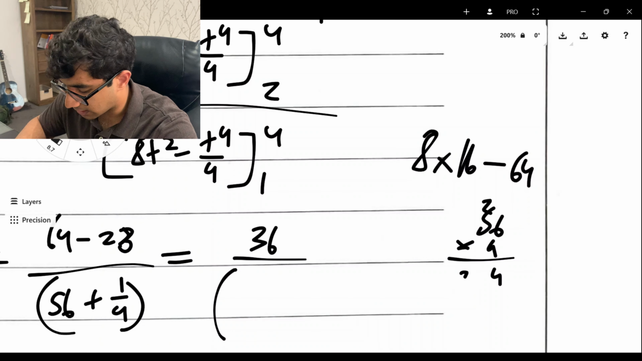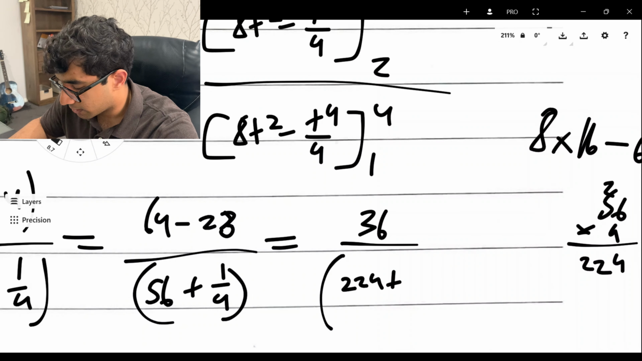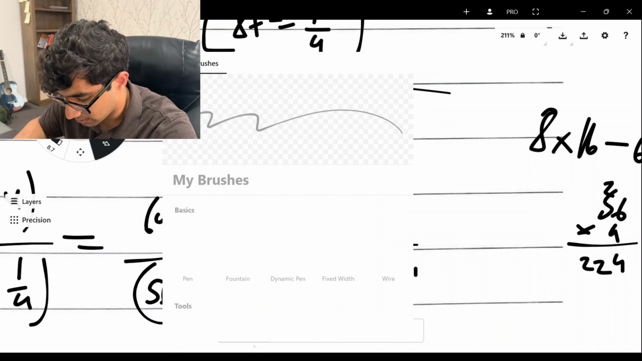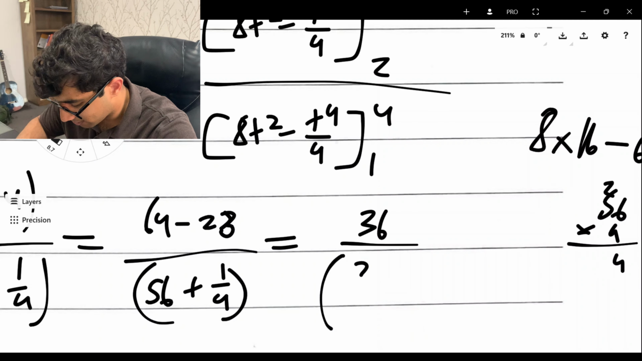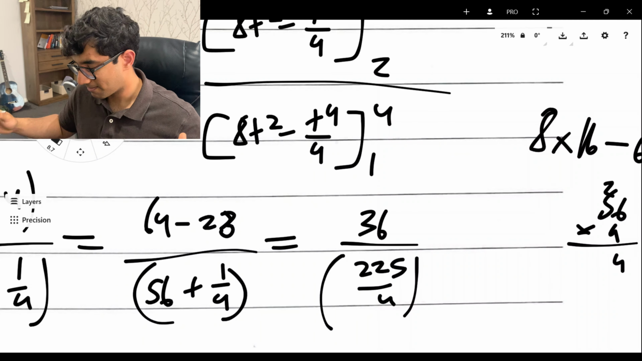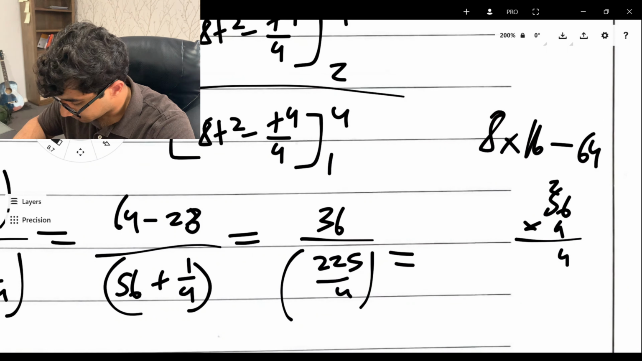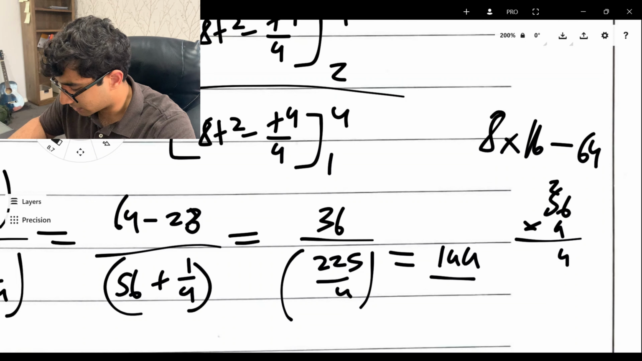224, yeah, makes sense. Okay, 224 plus 1 over 4. Okay, so it'd be 225 over 4. Okay, 225 over 4. Okay, nice. Okay, and that's going to equal 4 times 36, which is 144 over 225.